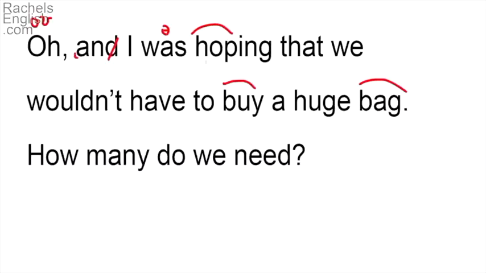So these three words are a little less clear than the stressed word hoping. Flatter in pitch, said more quickly. And I was hoping that we wouldn't have to buy.